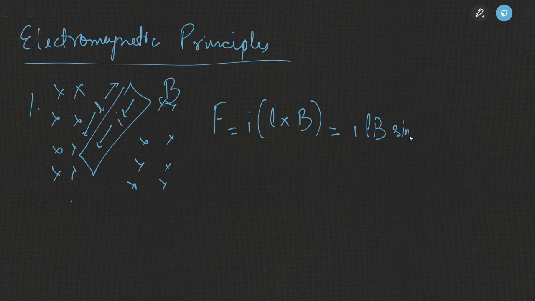Or you can say ILB sine theta. So this is for a motor: when a conductor of length L carrying current I is placed in a magnetic field, it will experience a force, or you can say it will experience a torque. We'll be equating this force into torque later. This force that the conductor experiences is the principle of operation of a motor. This is actually the principle of operation of a linear motor.